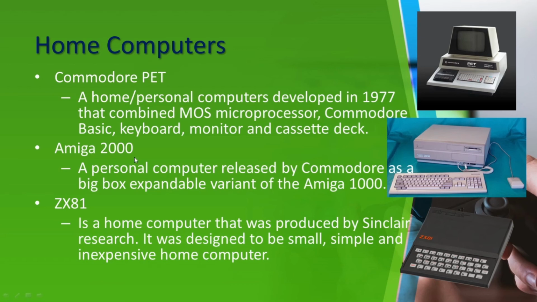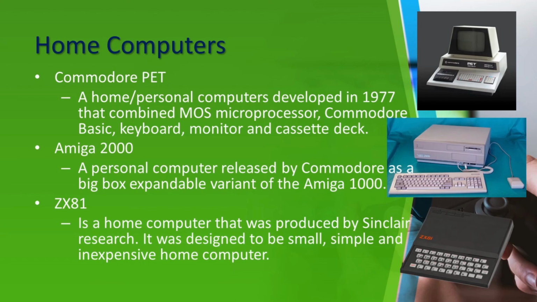We also have the Amiga 2000, a personal computer released by Commodore as a big-box expandable variant of the Amiga 1000. In this computer, a separate mouse and keyboard were already introduced, as compared to the Commodore PET, where all the components belong to a single unit. We also have the ZX81. It is a home computer that was produced by Sinclair Research.